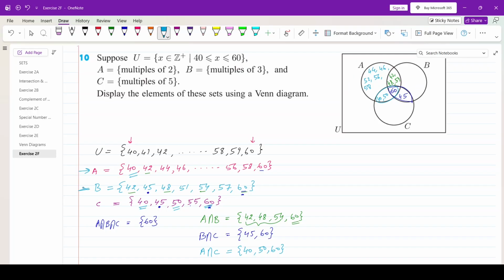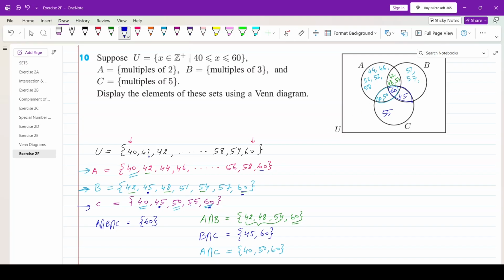Now for set B, we have 42, 45 and multiples of 3. So 42 we have already written, 45 we have already written, 48 we have already written, 51 is not written, so 51 will come here, 54 we have already written, 57 will come here, and 60 we have already written. Now set C, 40 we have already written in set C, 45 we have already written, 50 yes, 55 is not written, so 55 will come, and then 60 we have already written.